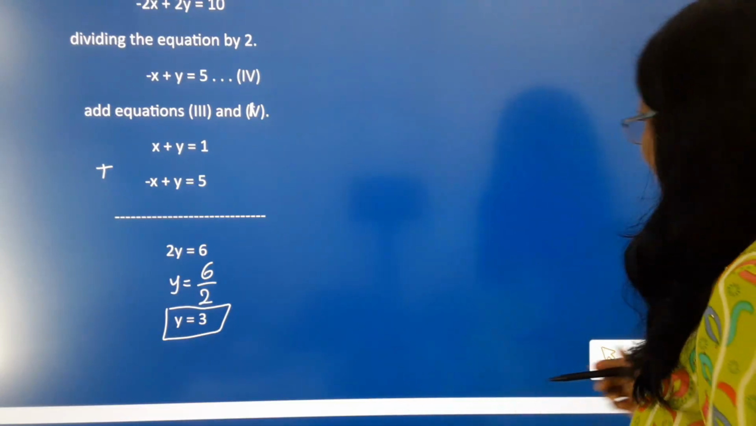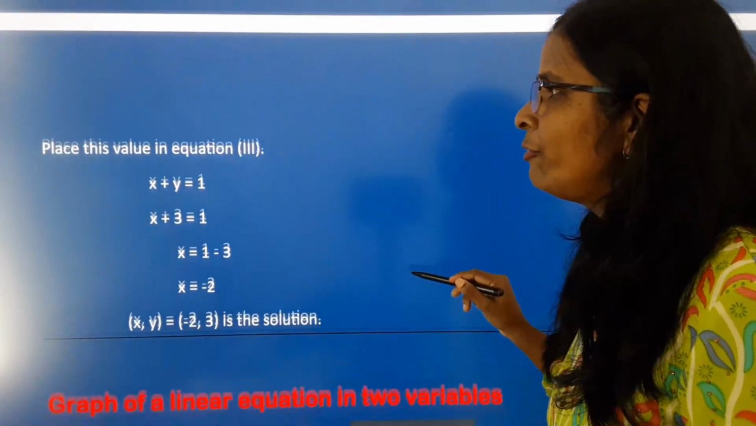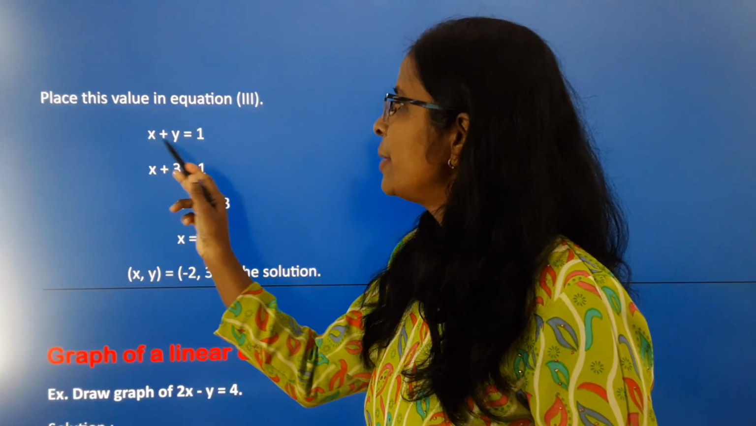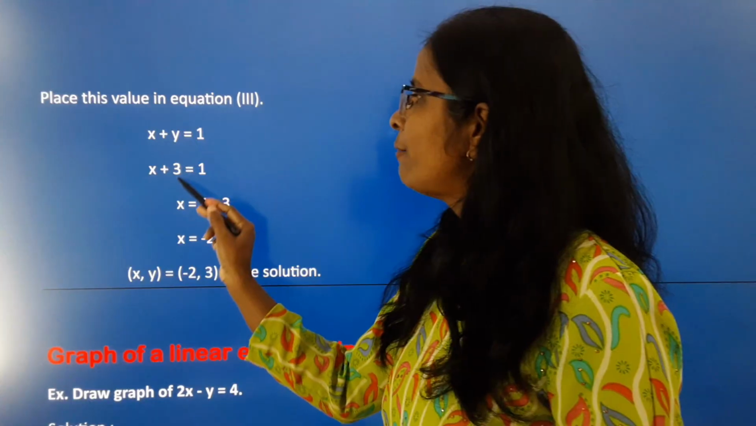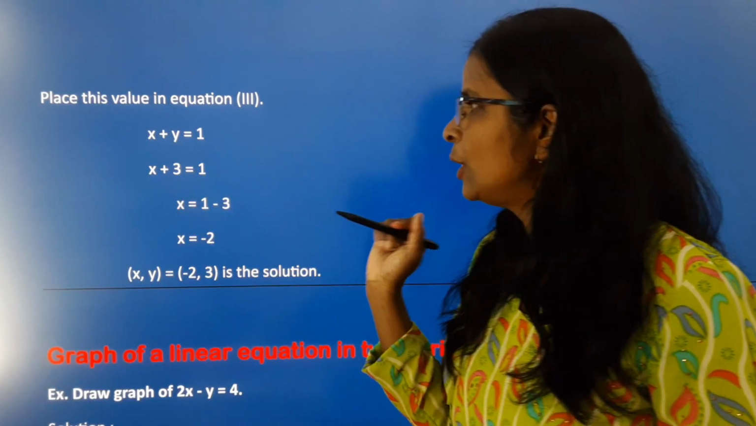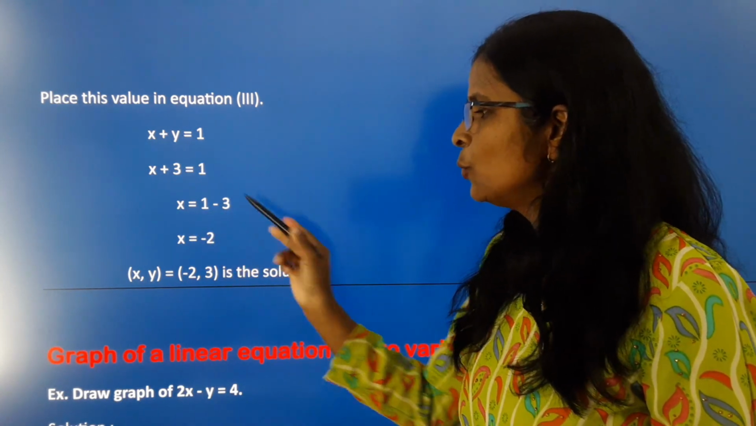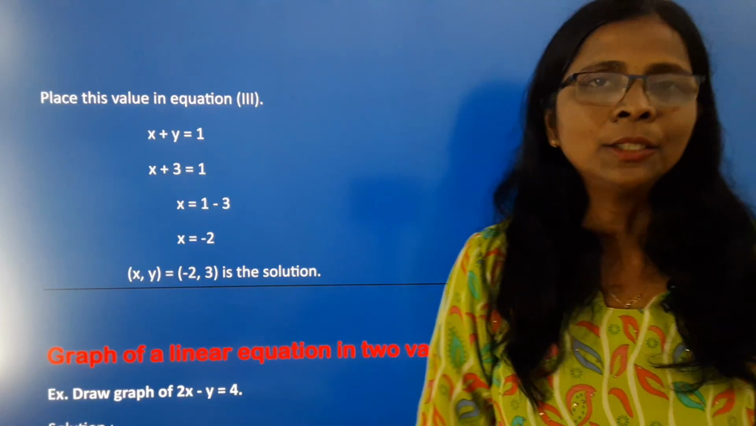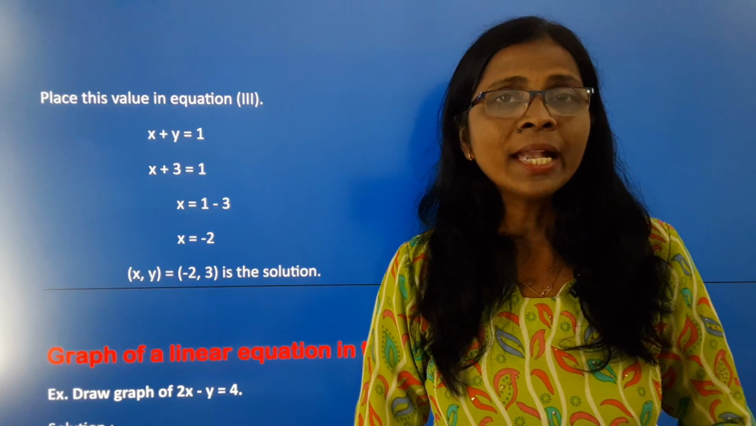Now to get the value of x, place this value in equation 3. x plus y is equal to 1, which is the third equation. Now put 3 in y. So x plus 3 is equal to 1. So x is equal to 1 minus 3. x is equal to minus 2. So (x, y) is equal to (-2, 3) is the solution.